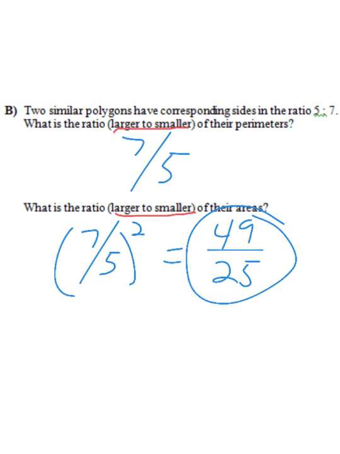Okay, so as you can see here, we've got the ratio for the perimeters is going to be 7 over 5, because we're going from the larger number 7 over the smaller number 5. To get the ratio of the areas, again, we have that 7 over 5, and we're going to square both the 7 and the 5. So 7 squared is 49, 5 squared is 25. The ratio of our areas is going to be 49 over 25.